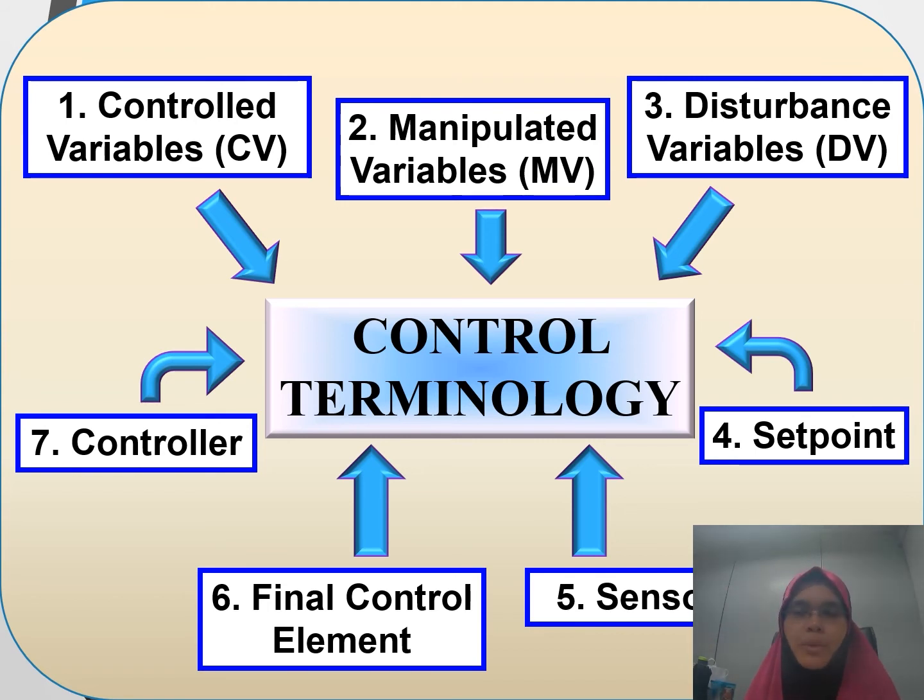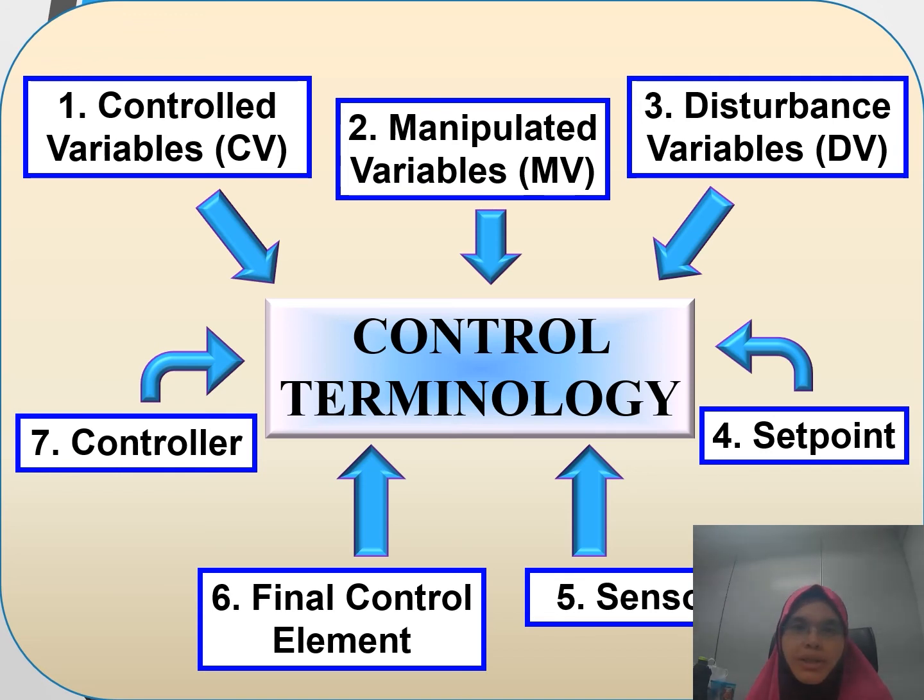So set point, as I said previously, is the specific value of that control variable. You want it to be 300, so 300 is your set point. You want it to be 10 bar, so 10 bar is your set point. The fifth one is a sensor, of course. You have to measure. You cannot control something that you cannot measure. You measure it so that you know what the current value is.